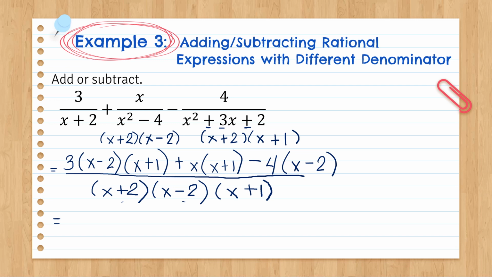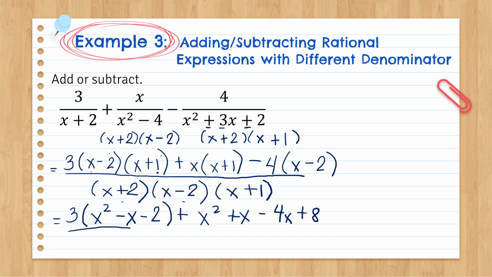So we have here 3. Multiplying this, we may apply the FOIL method. So we have x squared. For the middle term, it's x times 1, so that is x, negative 2 times x, negative 2x, so that will give us negative x. And then negative 2 times 1 will give us negative 2. Plus x times 1, x is x squared, and then x times 1, it's x. Negative 4 times x, we also distribute that one. So it's negative 4x plus 8.